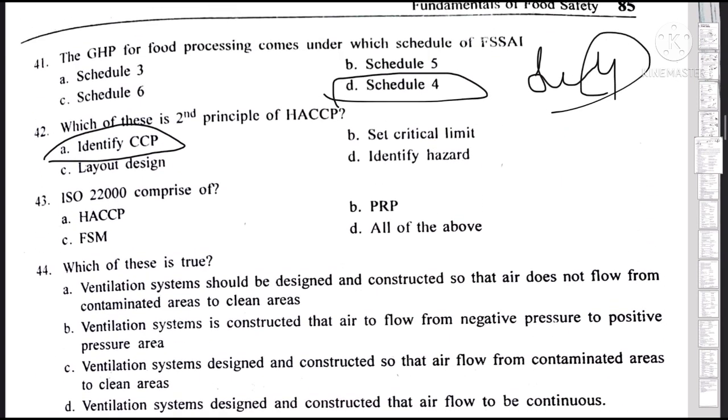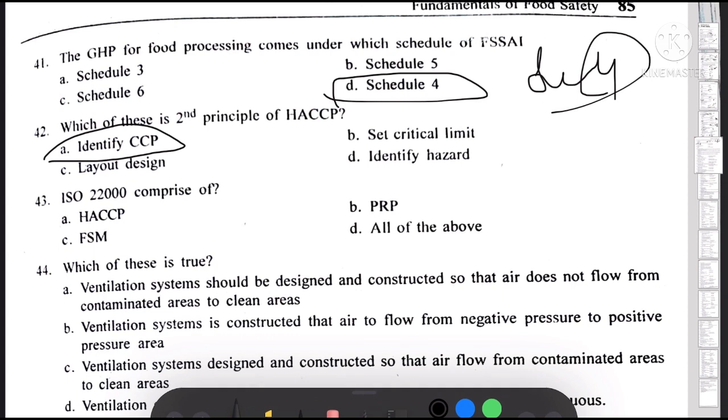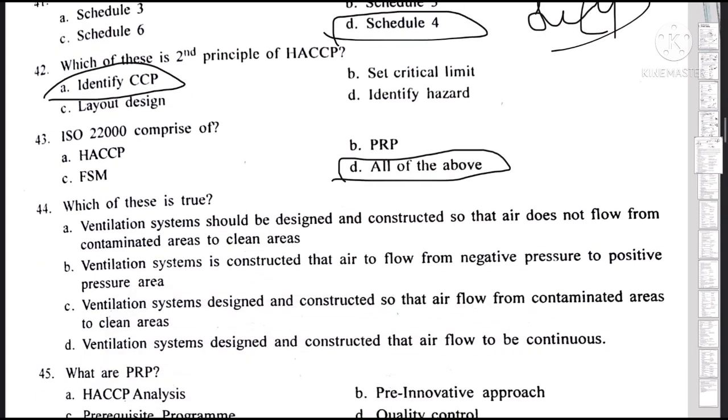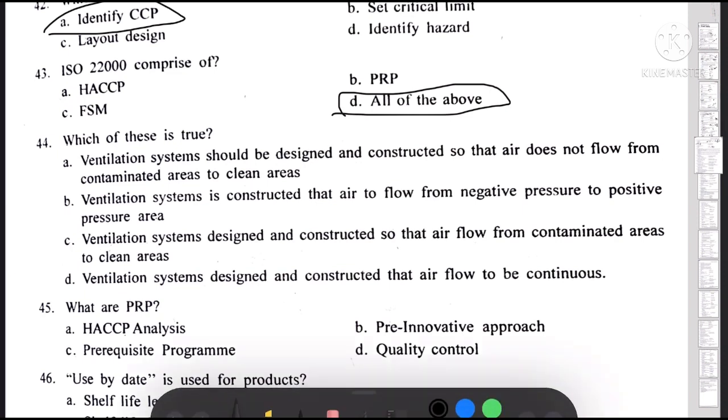Next, ISO 22000 comprises of HACCP, PRP, FSMS or all of the above. So ISO 22000 comprises of all of the above: HACCP, PRP, FSMS. It comprises all of these 3 options. Next, which of these is true? Ventilation systems should be designed and constructed so that air does not flow from contaminated areas to clean areas. It is right. It is true.